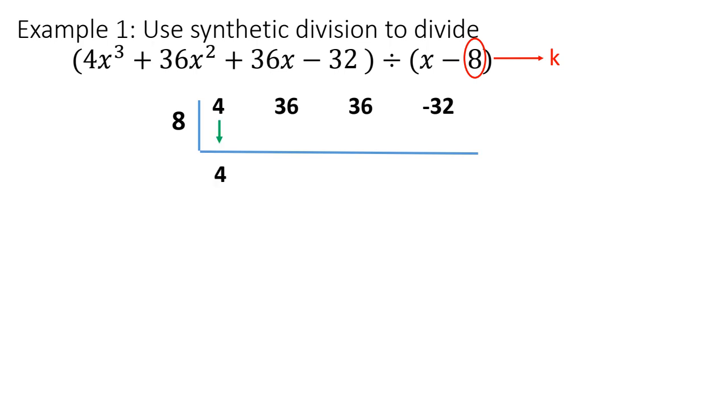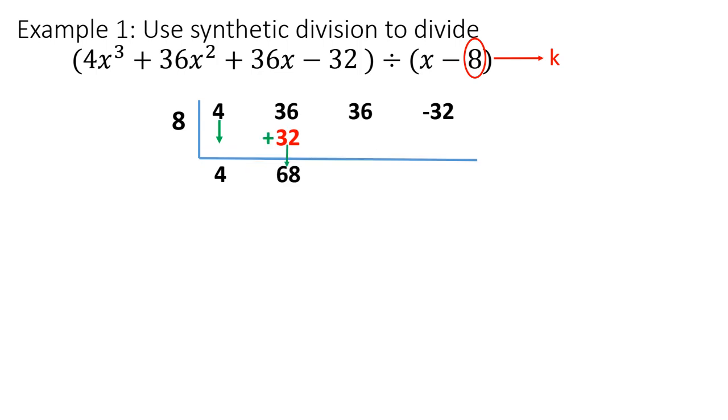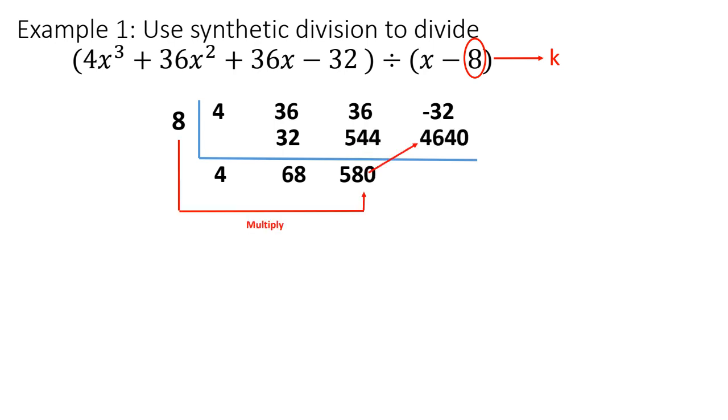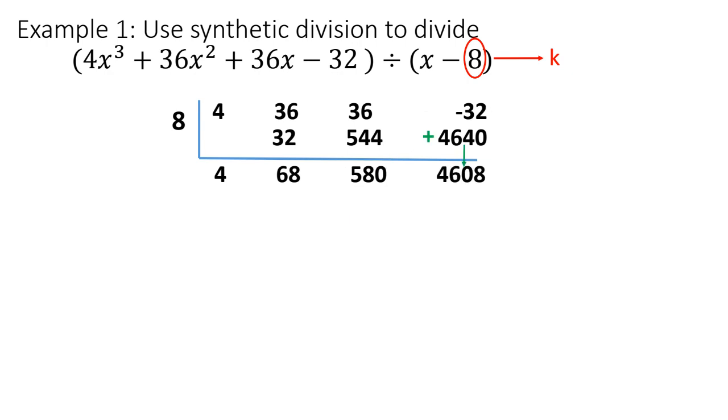The first thing, bring down the 4, multiply 8 times 4. That's going to give me 32. Add 36 plus 32. That gives me 68. Let's do the process again. Multiply 8 times 68. That gives me 544. Let me add 36 plus 544. OMG, this gives me 580. And then let me do the process again. I'm going to multiply 8 times 580, and that's going to give me 4,640. And then I'm going to add that to the negative 32. This is going to give me 4608.